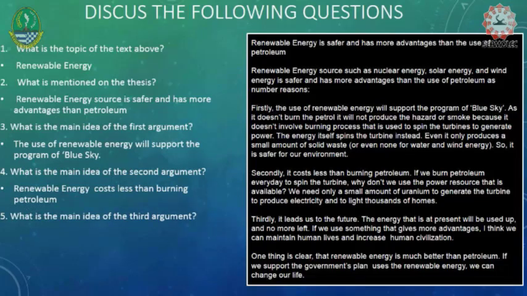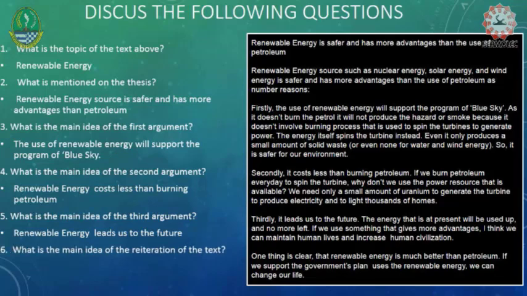What is the main idea of the third argument? Okay, please answer. Okay, here is your answer. Is it correct? Renewable energy leads us to the future. And then here is the last question. What is the main idea of the reiteration of the text? Okay, what's the conclusion based on the text above? Right. It must restate what had been mentioned in the thesis: renewable energy is much better than petroleum.